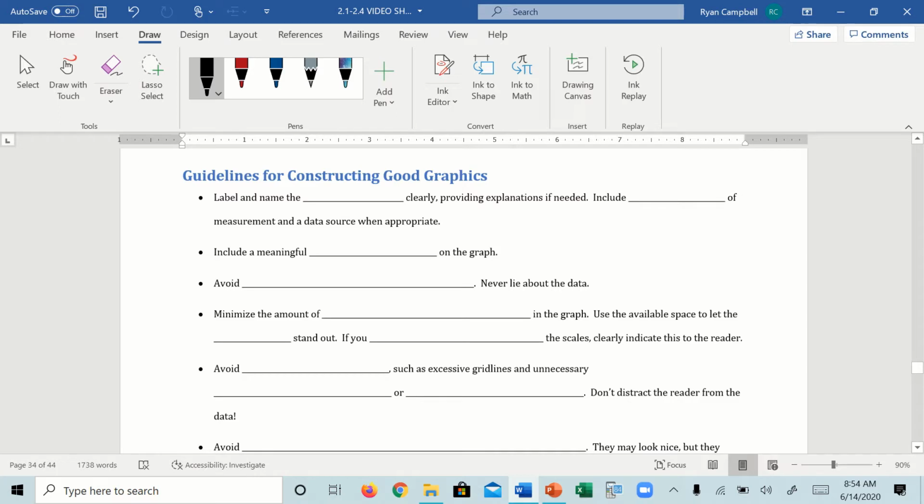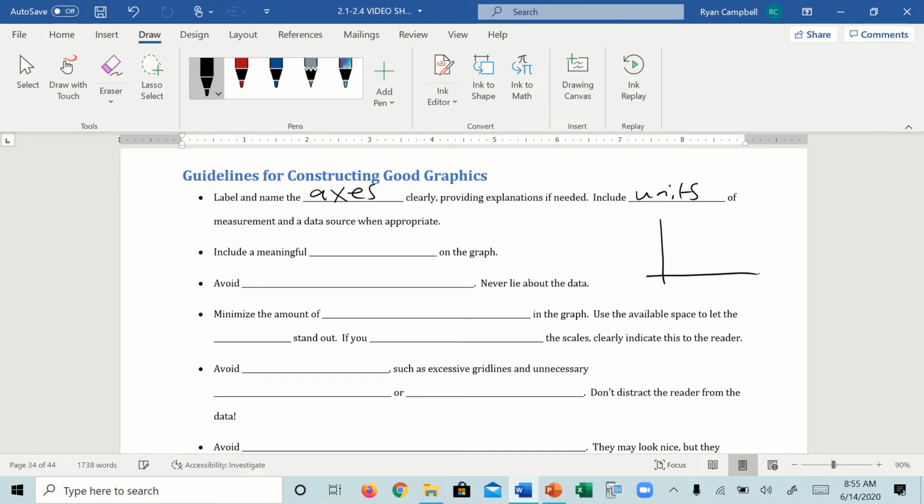We're smarter than that. So here are some lists of things that are pretty good to think about when we're trying to make some good graphs. So, first one, you want to make sure that you are always labeling and naming your axes clearly. So remember, the axes are the left side and the right side, right? You need to make sure we know what these actually are. Providing some explanation if needed. Remember to include the units.